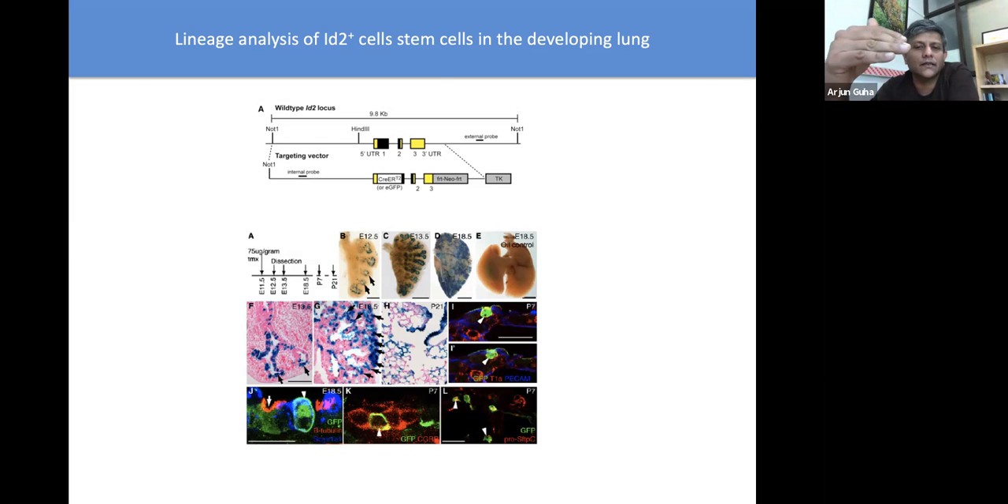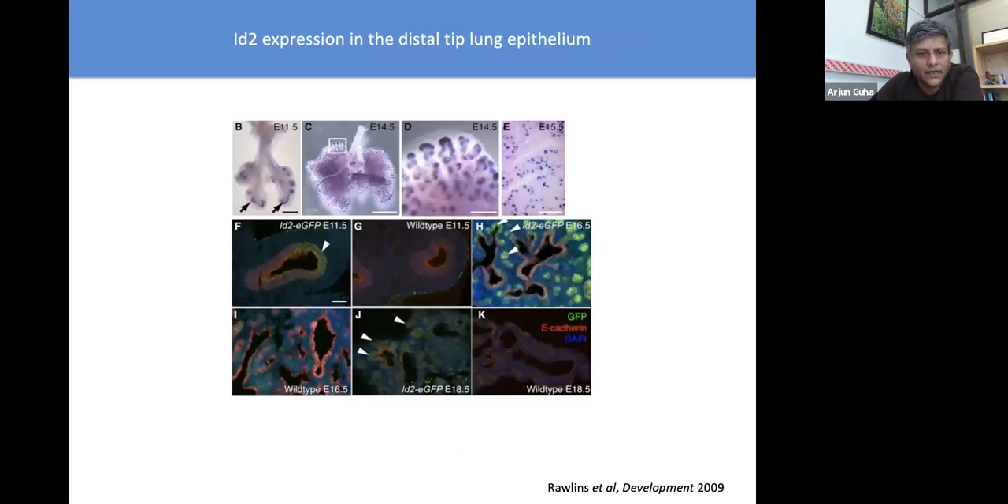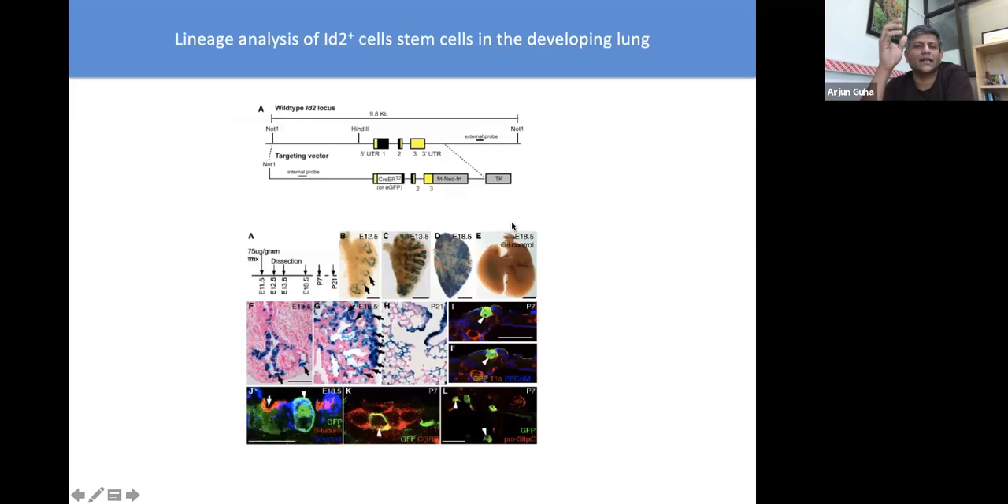By inserting the Cre-ER T2 construct into the ID2 locus, Emma was able to drive the expression of the Cre-ER recombinase in these ID2 positive cells in a developing lung. The hypothesis that Emma had is that if the lung has a stem cell, it must exist among these ID2 positive cells that are at the distal tips of the lung, which are fueling the growth of the lung.